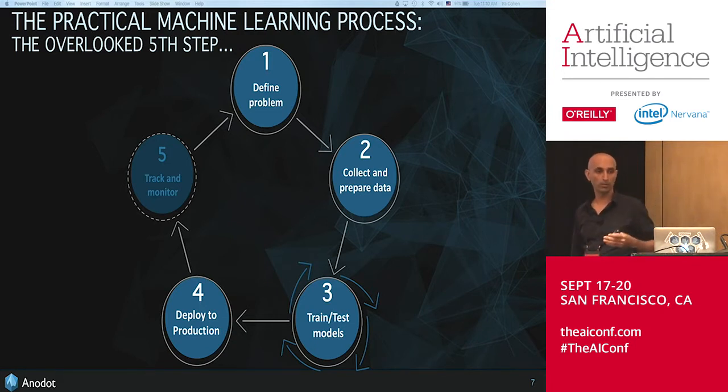A lot of times overlooked by both machine learning practitioners, companies, and products: tracking and monitoring what works out there in the wild, in production. How do you know that it's working as you expected when you trained it and tested it and did all these iterations? How do you know that it's still functioning as you expected?